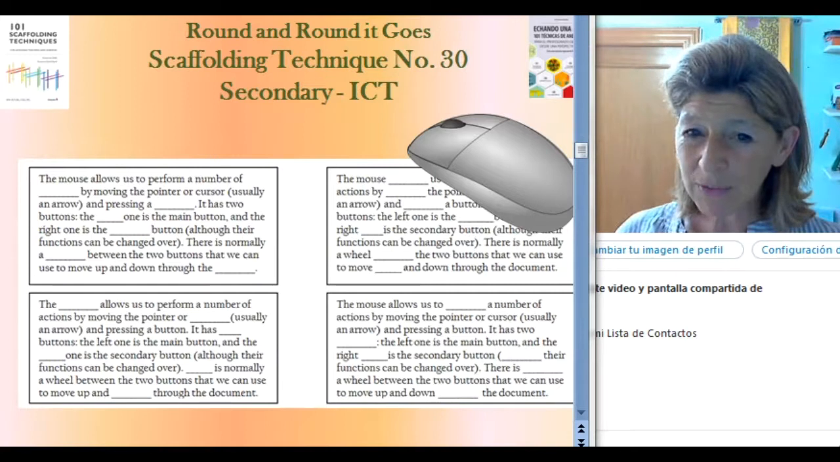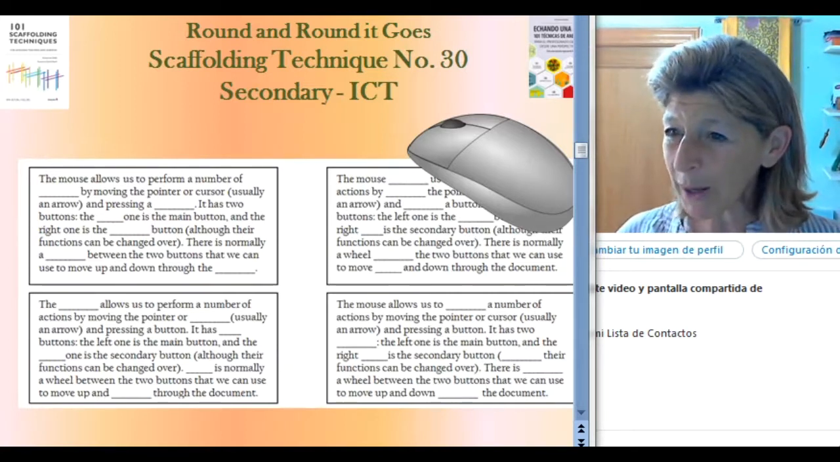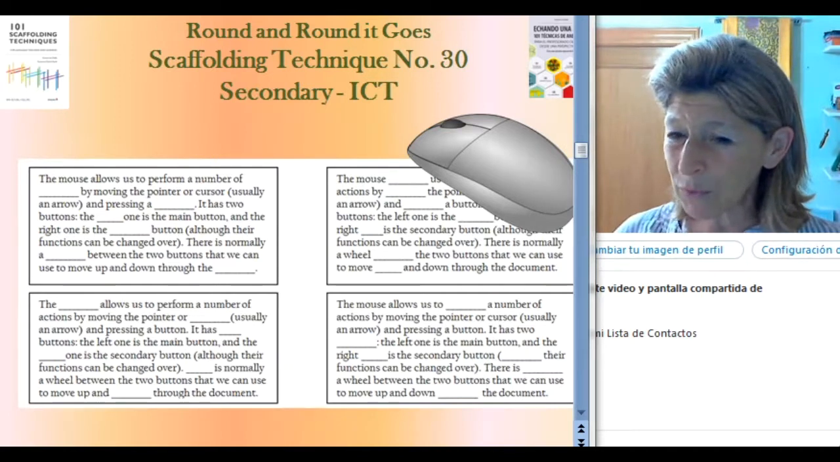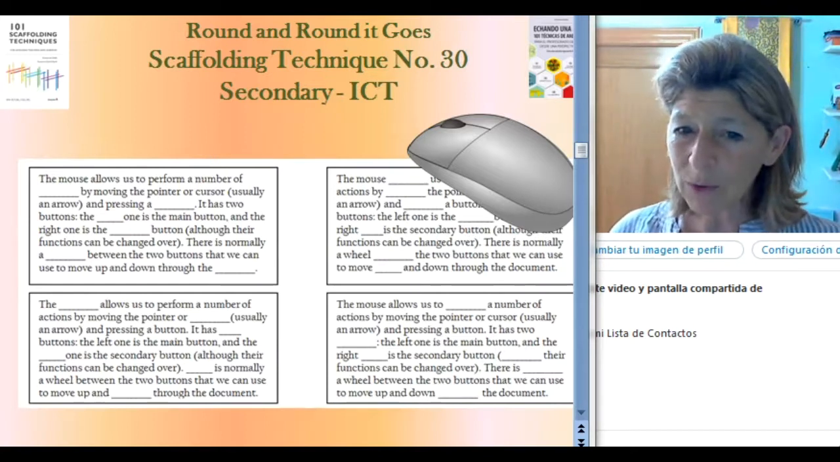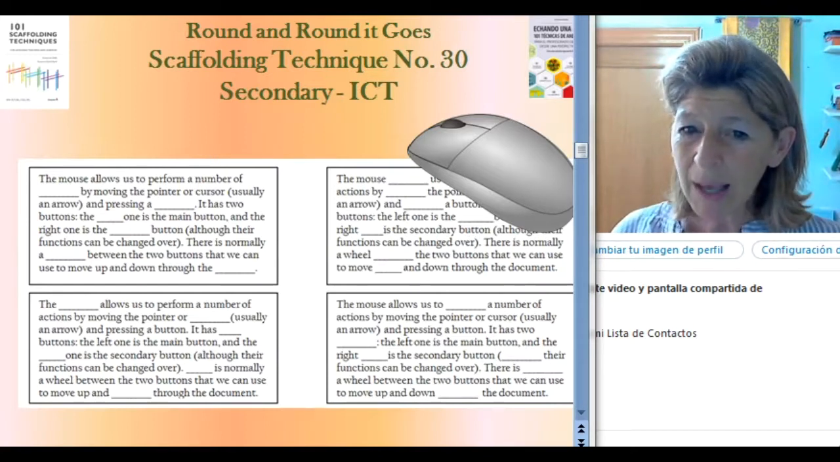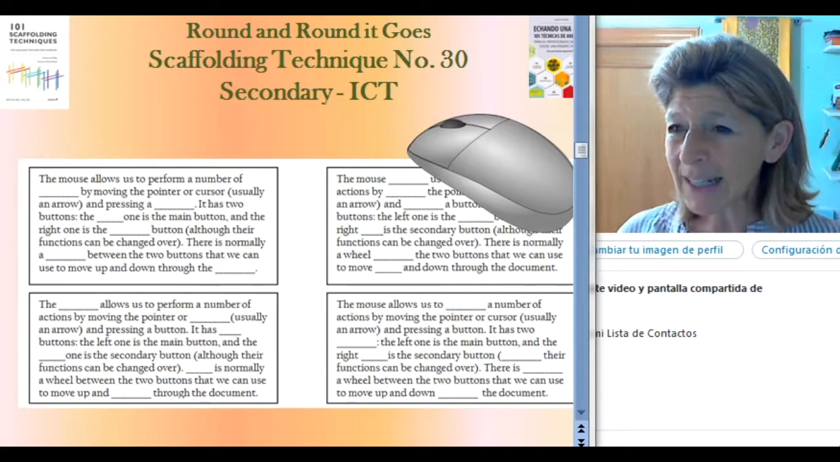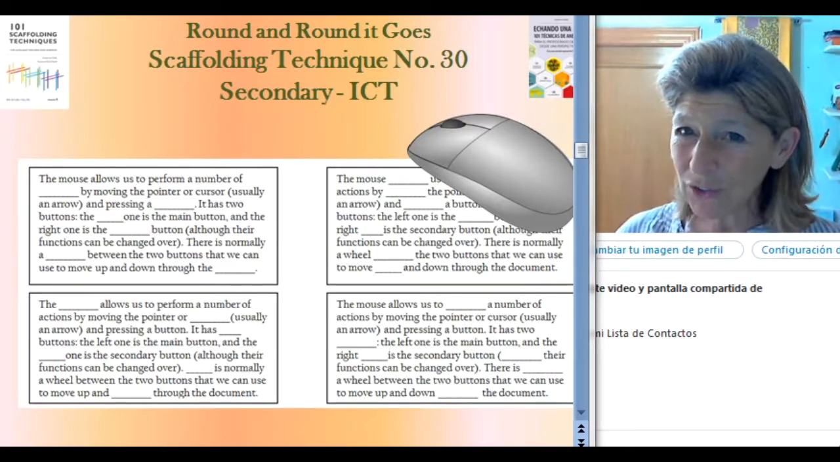Look at the bottom left. Now I've taken the word mouse out, but probably I remember it from the first paragraph. That's the idea. We want the students to think about it and remember what they've read before. So they might say, a mouse allows us to perform a number of actions by moving the pointer or, now I might remember that it's cursor from before, and if not, all I need to do is turn the wheel back and I'll see that it says cursor.